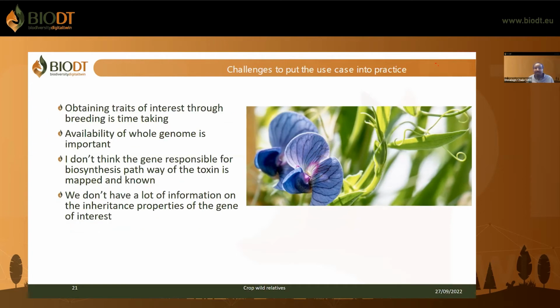The challenges to put the use case into practice are: obtaining traits of interest through breeding is time-consuming. Availability of whole genome data is really very important. And we also don't think the gene responsible for the biosynthesis pathway of the toxin is mapped and well known. We don't have a lot of information on the inheritance of the gene of interest.